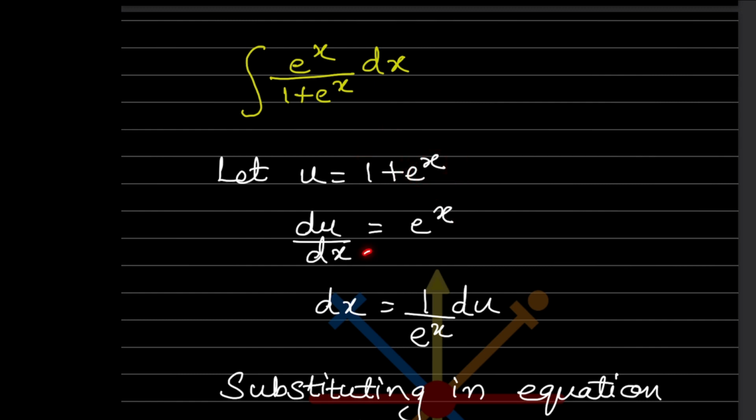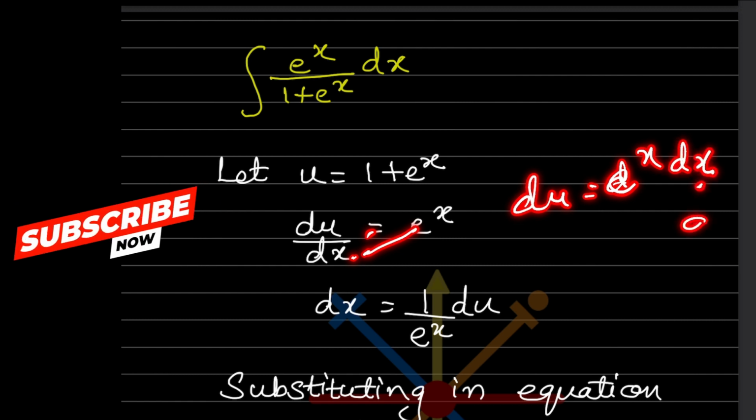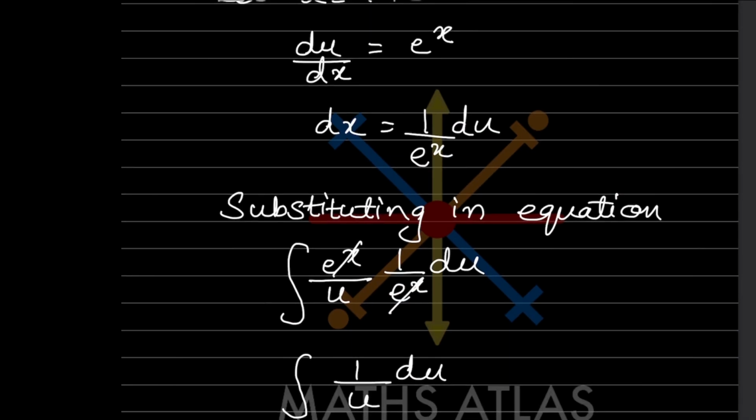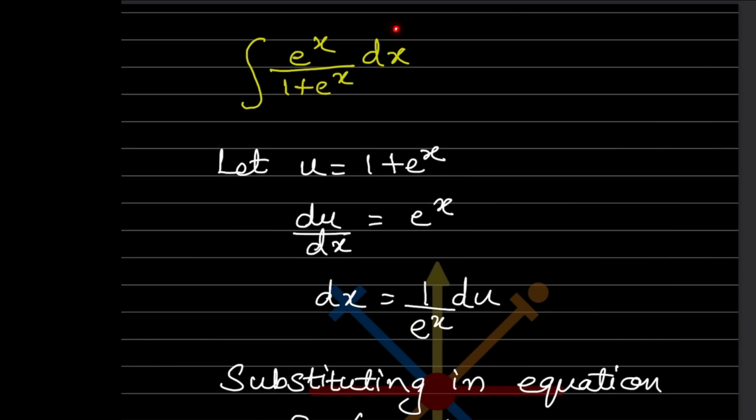So now when we take from this one, if we cross multiply, so this is going to be du is equal to e raised to x into dx. So now if we take dx separately, this is going to be du divided by e raised to x. So we can also write this one as 1 by e raised to x du is equal to dx. So this is what is here. So now what will you do? You will substitute this one. Wherever you see e raised to x, you will write this value in this part.